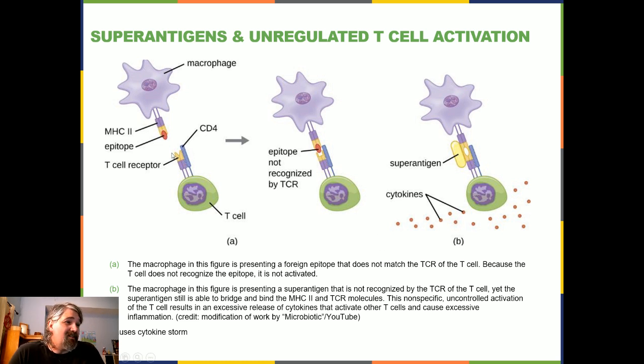Well, here's how the mechanism works. Normally you have your T cell receptor and your macrophage that's presenting an epitope here. If it's not recognized, you don't get activation of that T cell. However, a superantigen, as in this cartoon, is something that can bridge and force a false association here, and that will activate T cells and cause uncontrolled activation, the release of cytokines, and activating other T cells, or causing excessive inflammation. And that's what will cause what's called a cytokine storm.